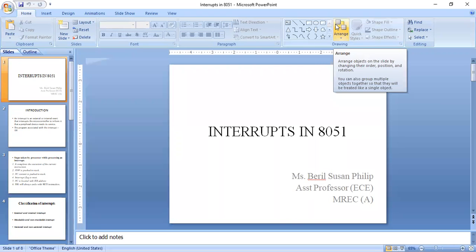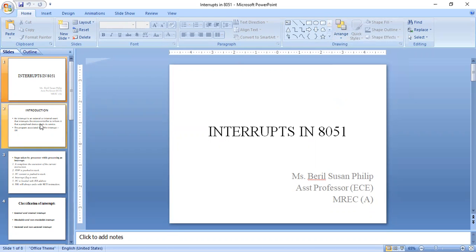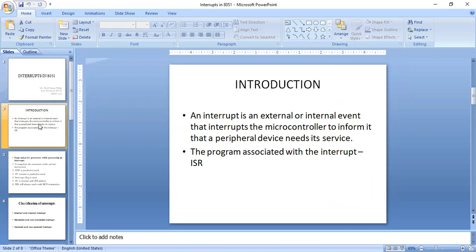Good morning all. Today we will discuss the topic interrupts in 8051. Before going to the interrupts of 8051, we will see what an interrupt is. An interrupt is an external or internal event that interrupts the microcontroller.